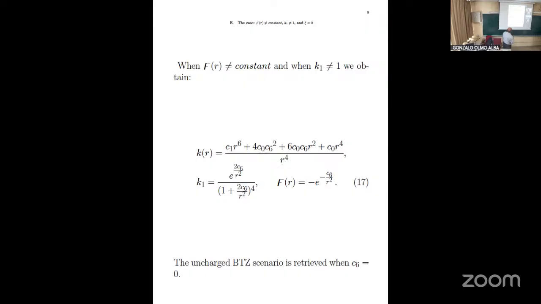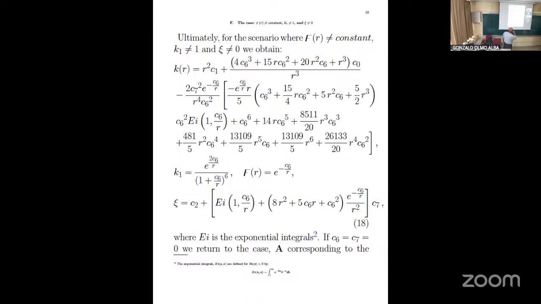Sorry. Before this case, we are going to discuss the previous case where this is not equal to constant and this is not equal to 1. This is the general case. f not equal to constant, k1 not equal to 1, xi not equal to 0.